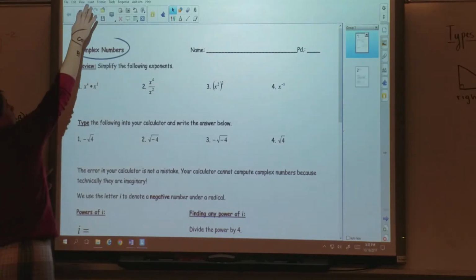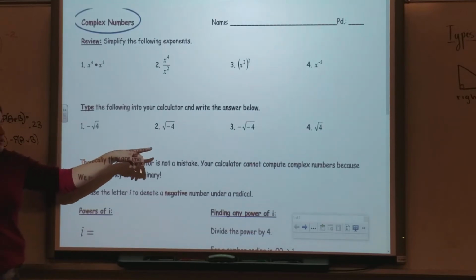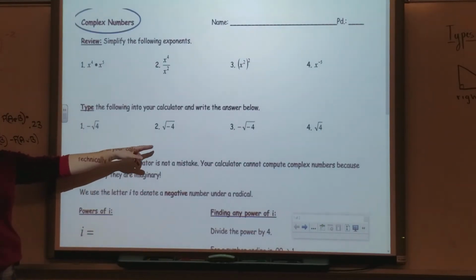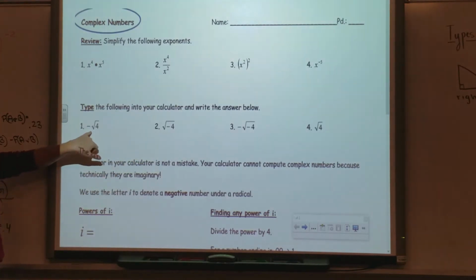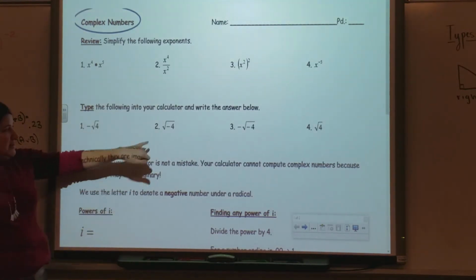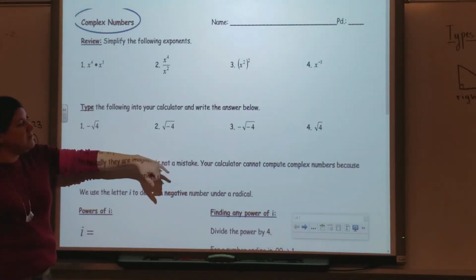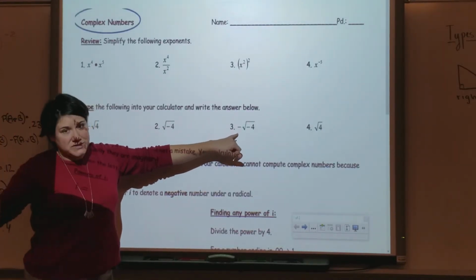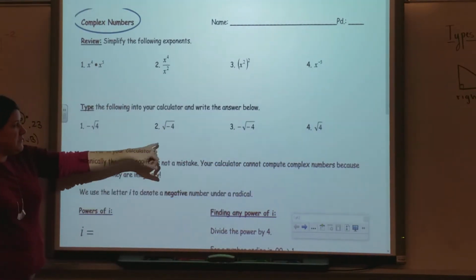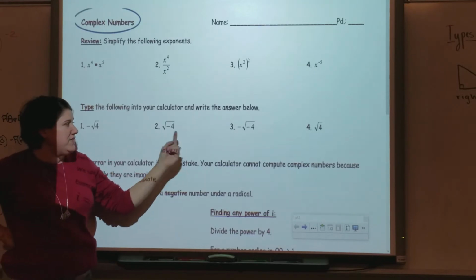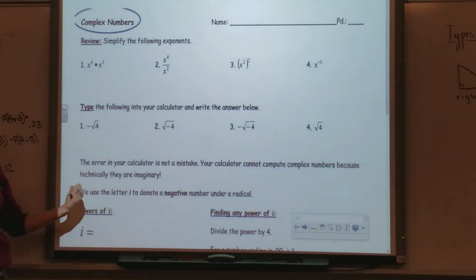So, this part here for 1, 2, 3, and 4, I want you to type these in the calculator at home, and you can kind of figure out that, hey, number 1 would be negative 2. Number 2, you end up with no solution, or your calculator says error. Number 3, the calculator would say error. And then number 4, you end up with 2. So the main difference between 2 and 3 is that you have that negative under the radical versus 1 and 4, you have a positive number under the radical.